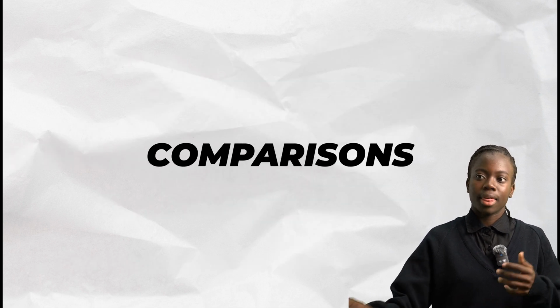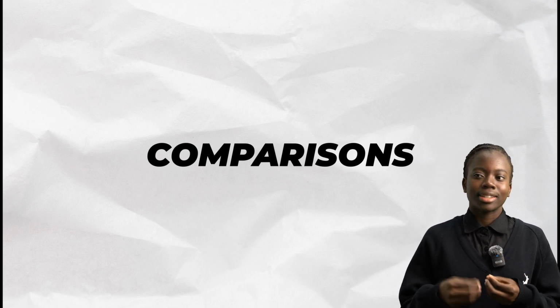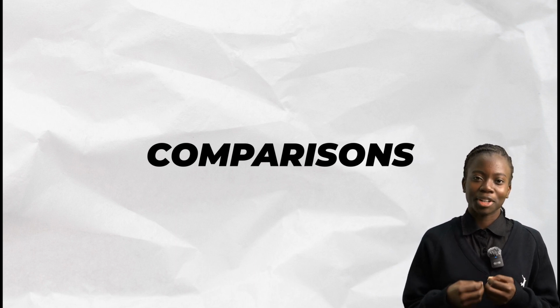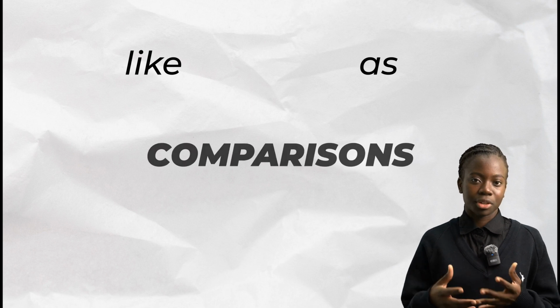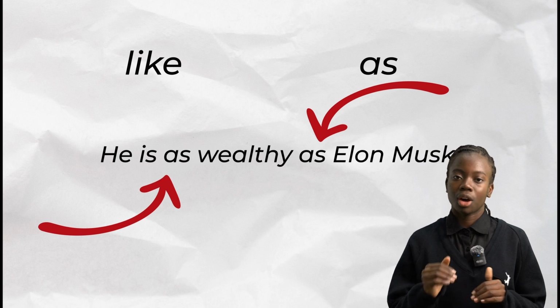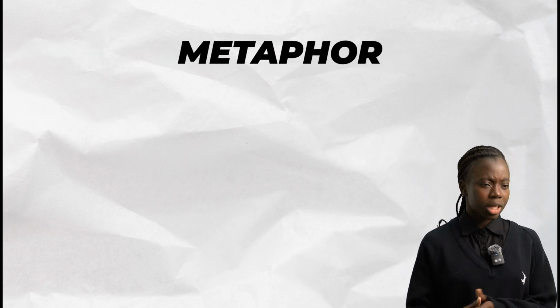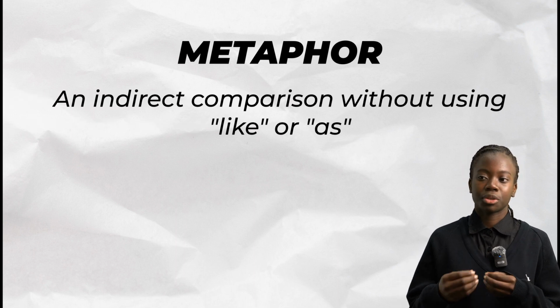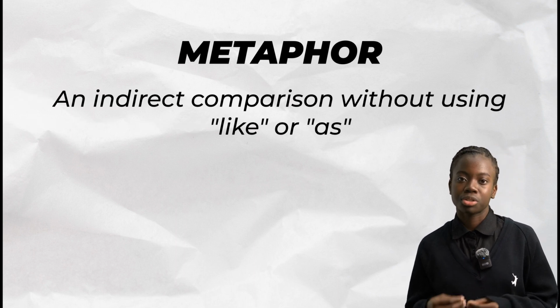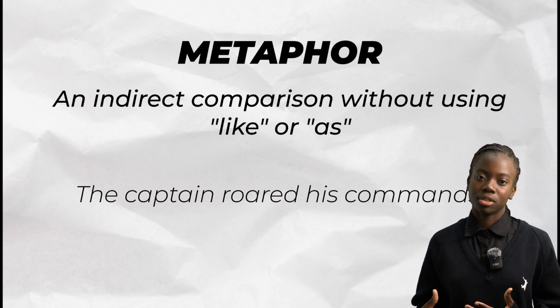So the next one would be comparisons. Comparisons are a direct comparison containing the words like or as. For example, he is as wealthy as Elon Musk. Now, the sub part of that would be metaphor. Number one, metaphor is an indirect comparison without using the words like or as. For example, the captain roared his commands.